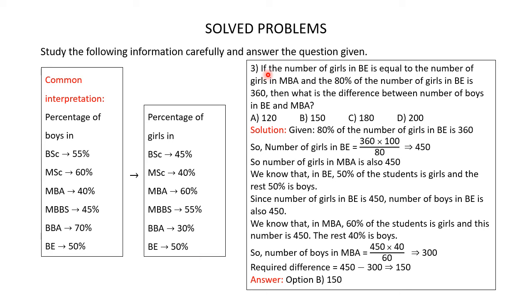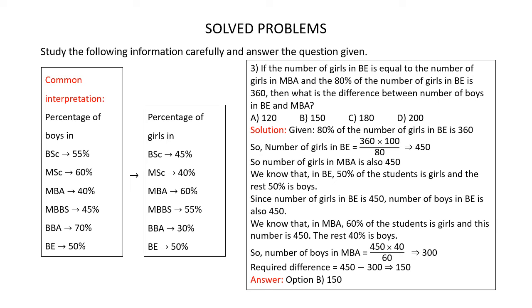If the number of girls in BE is equal to the number of girls in MBA and 80% of the number of girls in BE is 360, then what is the difference between number of boys in BE and MBA? You're given 4 options here and you have to find out which of these options is the correct one.